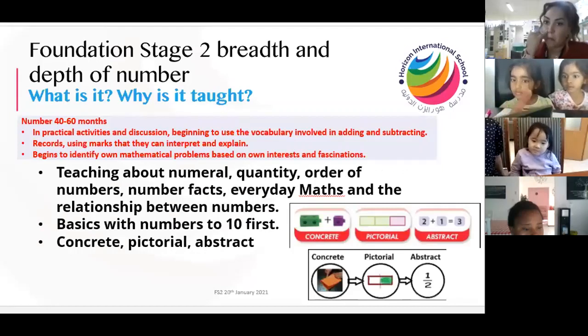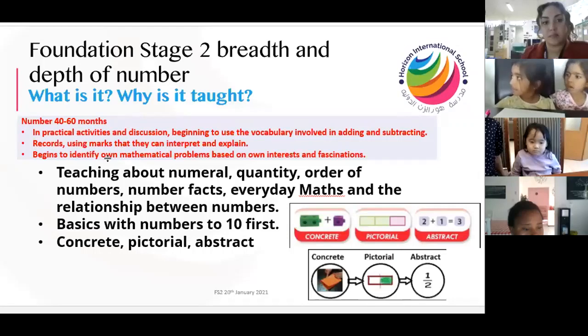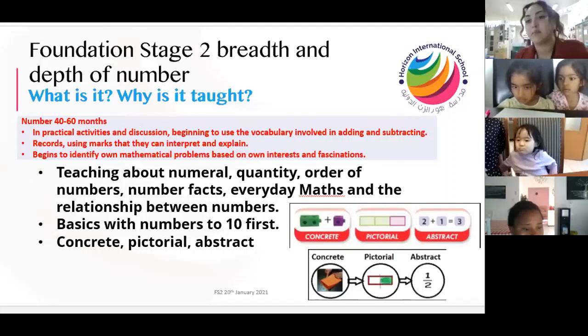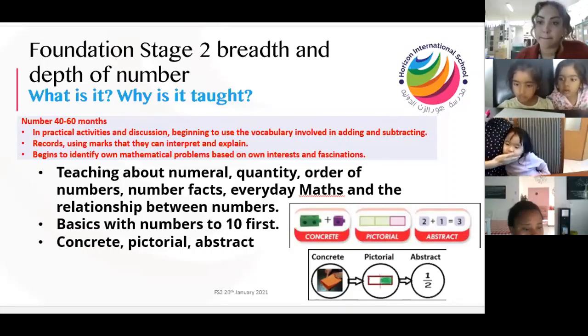So breadth and depth of number. You can see here, these are the learning objectives that we cover in Foundations 2, some of the number learning objectives. With breadth and depth of number, we want to teach children the relationship between the numeral, the quantity, the order of numbers, and for them to know number facts.